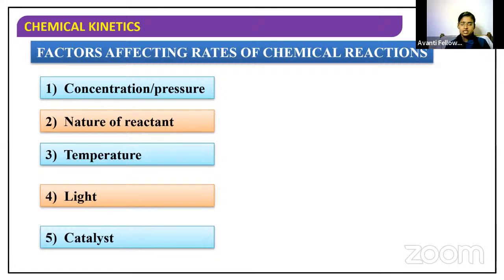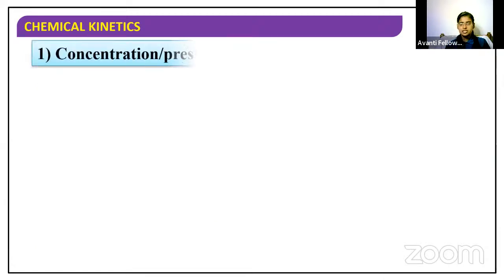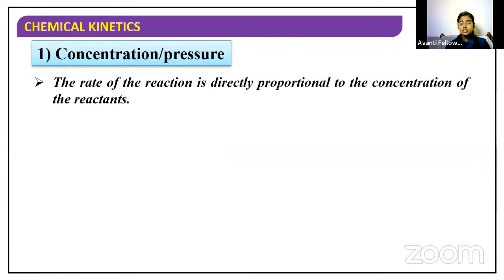So let's move on to the first. The first factor is concentration and pressure. The rate of the reaction is directly proportional to the concentration of the reactant. What is the meaning of this statement? Rate is directly proportional to the concentration. If I increase the concentration, the rate will also increase. If I increase the pressure, rate will also increase. If I decrease the concentration, rate of the reaction will also decrease. So that is the meaning.